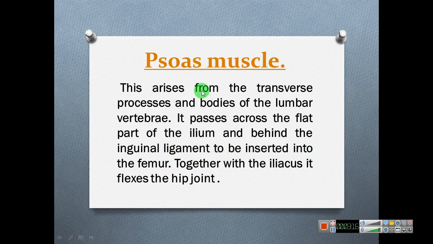Where does it originate? Transverse process of the bodies of the lumbar vertebra. Where is it inserted? Into the femur. Together with the iliacus, it flexes the hip joint. With the support of the iliacus, it is important in flexing the hip joint.